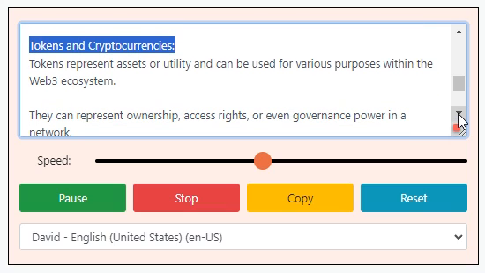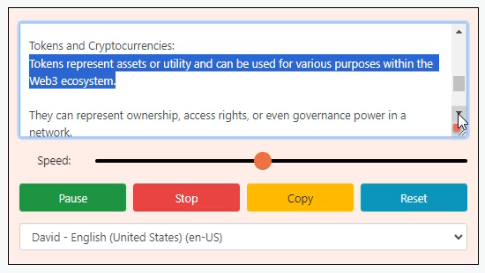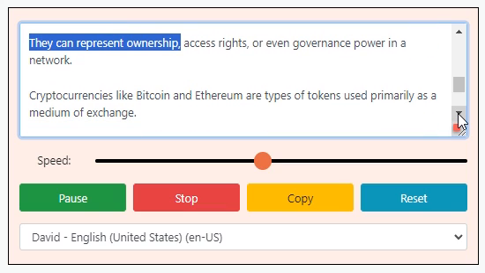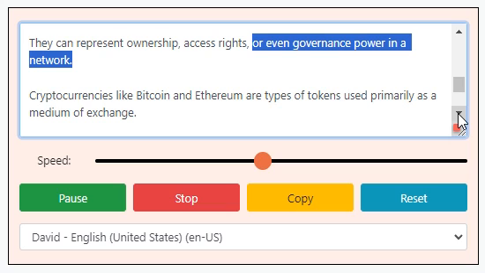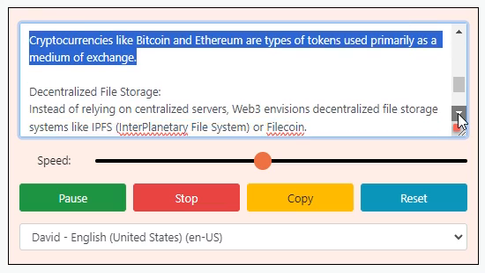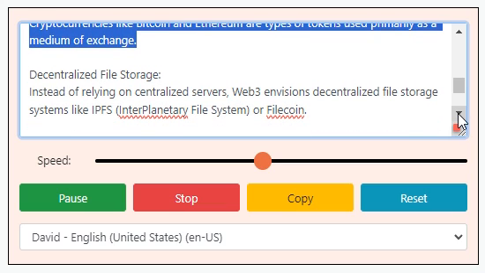Tokens and cryptocurrencies. Tokens represent assets or utility and can be used for various purposes within the Web3 ecosystem. They can represent ownership, access rights, or even governance power in a network. Cryptocurrencies like Bitcoin and Ethereum are types of tokens used primarily as a medium of exchange.